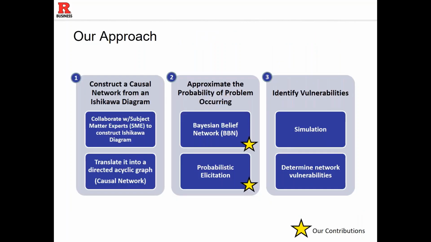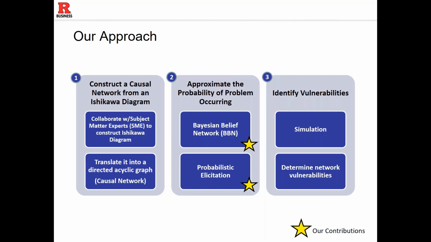As part of this approach, it's a three-step approach with sub-steps, of course. The first step is to construct a causal diagram from an Ishikawa diagram, so a causal network. I'll talk a little more about that, but we're going to take that fishbone diagram and translate it into a causal network. We're going to work with subject matter experts, process experts, to do this.